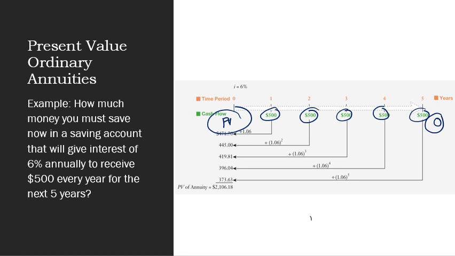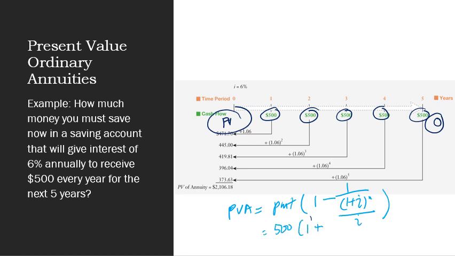So in this case, what is the formula for present value of an annuity? You can use payment times 1 minus (1 plus I) to the power of negative N, divided by I. It means that you can receive 500.